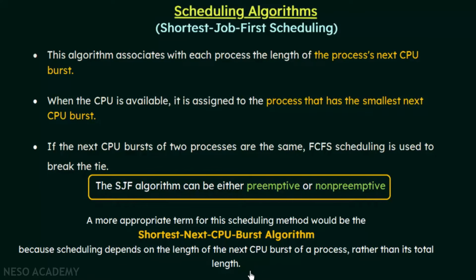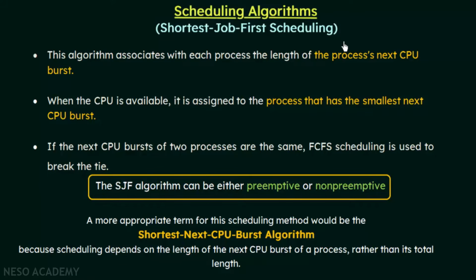As I have explained in the beginning itself, in this SJF algorithm, though it is called the shortest job first scheduling, we are not considering the entire length of the process, but we are just considering the length of this process's next CPU burst. That means when that process is going to use the CPU for the next time. Why are we saying next time?